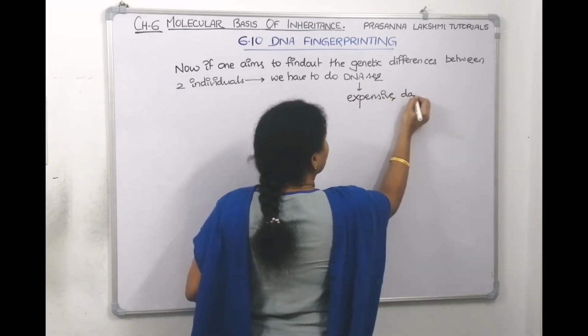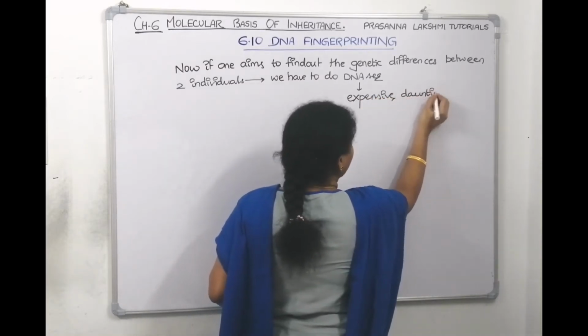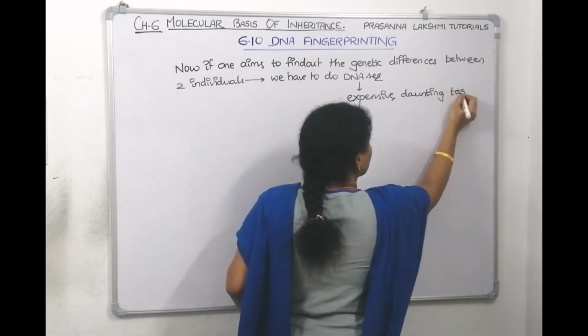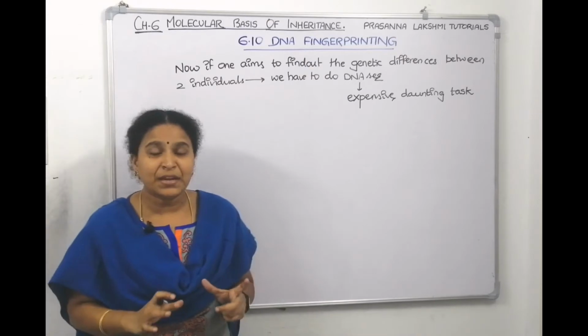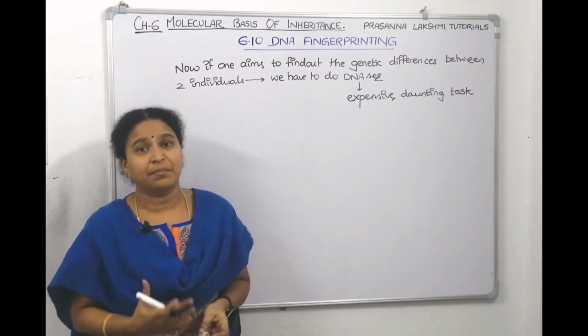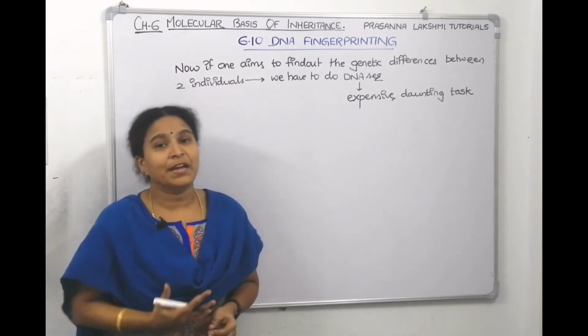It is a very expensive and difficult task, right? So then we can't afford it. We can't afford that amount of time, that amount of money. We can't afford it for doing the sequencing every time, right? So then what is the other way to find out?